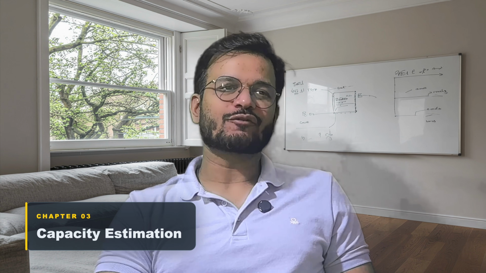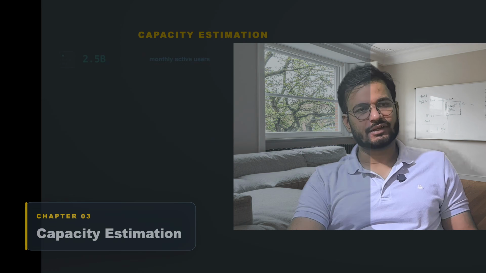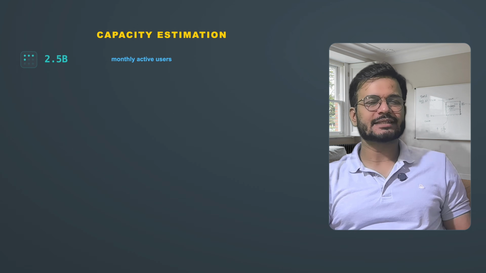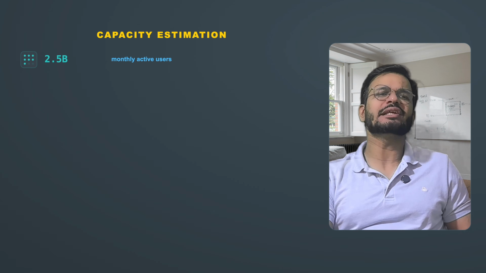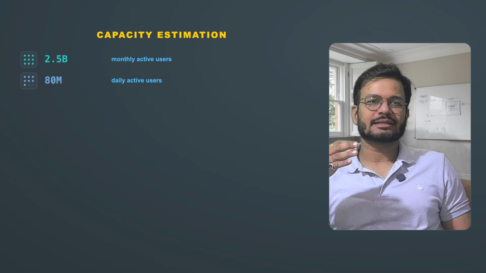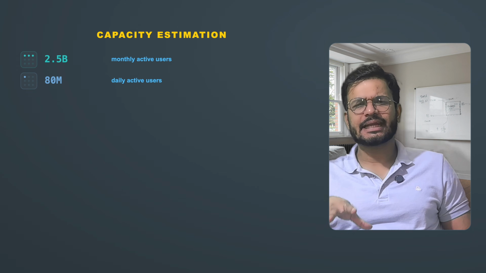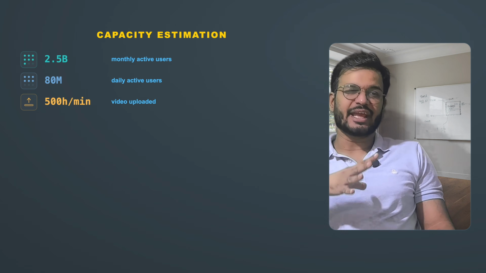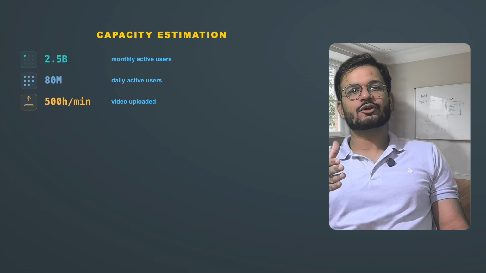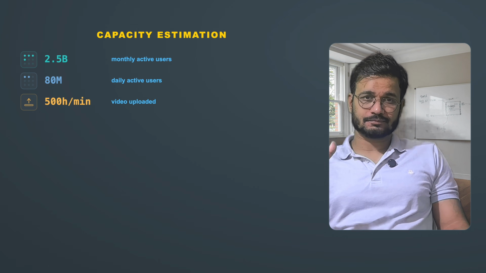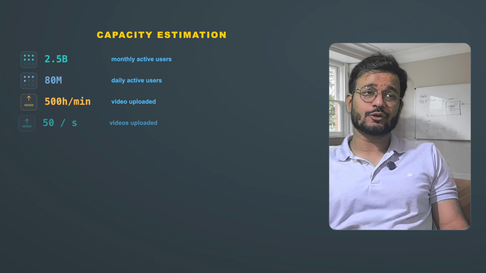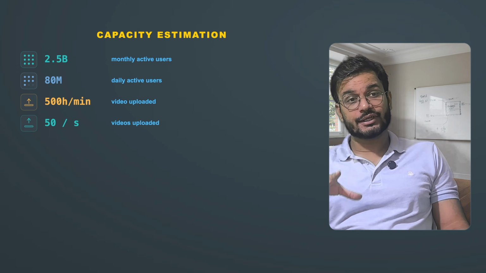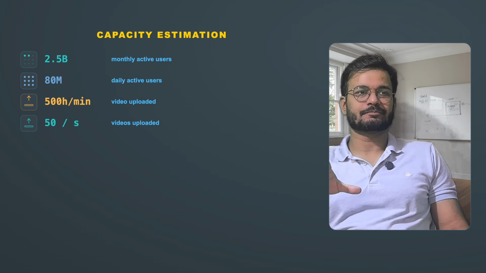All right, so after this, let's do some back of the envelope math. YouTube has about 2.5 billion active users, and that works out to roughly 80 million daily active users. 500 hours of video are uploaded every minute. Let's say the average video is around 10 minutes long. This is 3,000 videos per minute or 50 videos per second being uploaded.